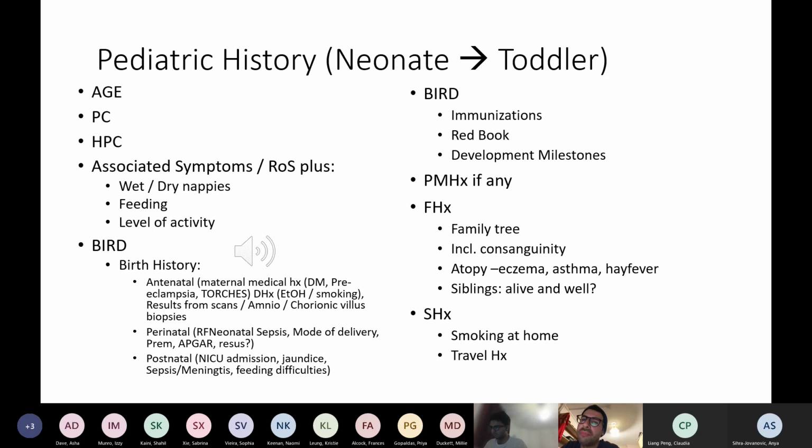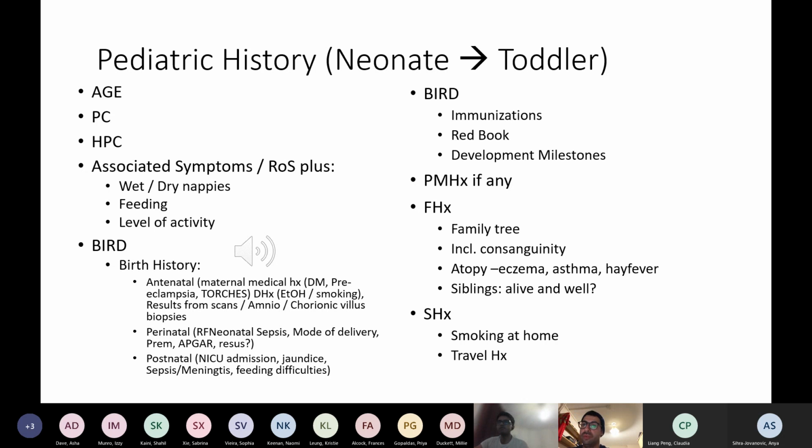But we want to know if the mum had any, because the reason we want to know if mum had those infections is that they can pass to the baby. So you can get neonatal syphilis, you can get toxoplasmosis, and babies can get hepatitis from birth if the mum had it, because obviously it's a blood-borne infection. So we need to know about that.